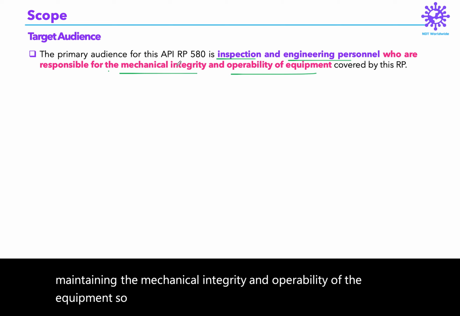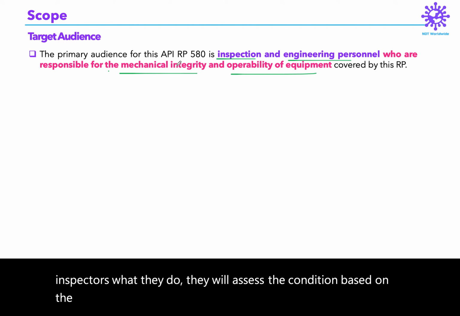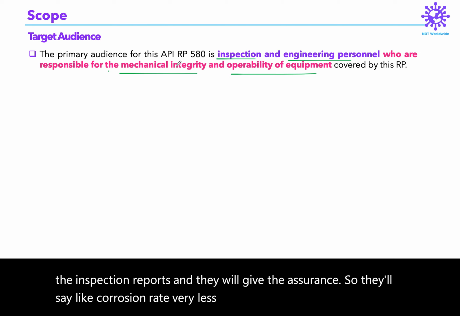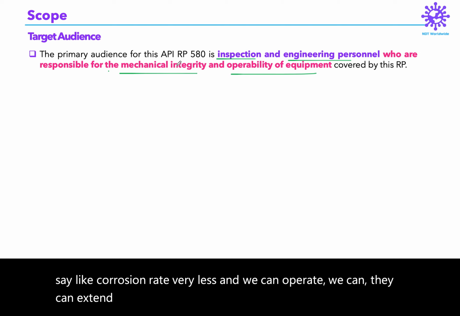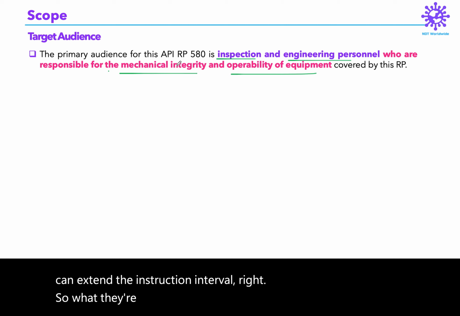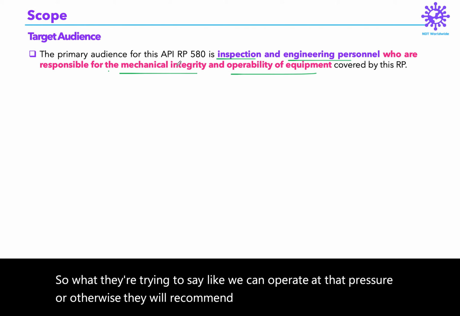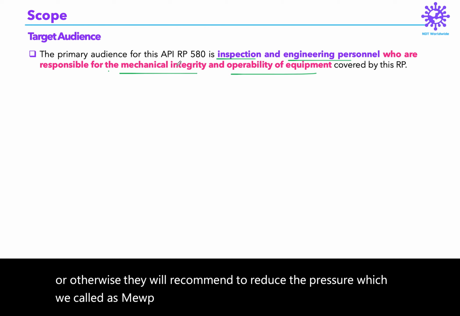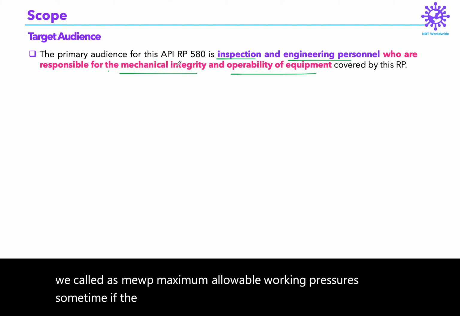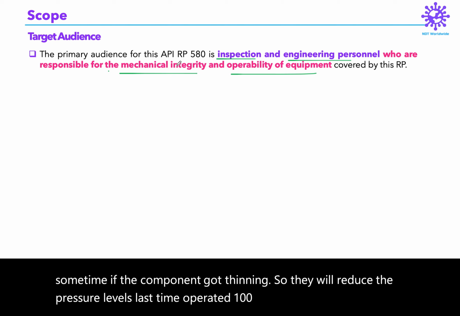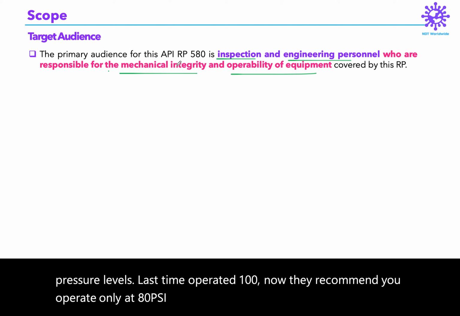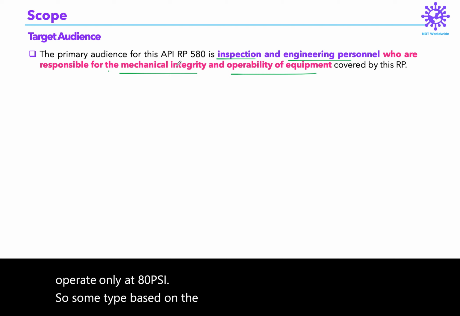Mechanical integrity means that the API inspectors assess the condition based on the inspection reports, and they give the assurance. They'll say the corrosion rate is very low, and we can operate. They can extend the inspection interval, right? Or otherwise they will recommend reducing the pressure, which we call MAWP, maximum allowable working pressure. Sometimes if the component has thinning, they will reduce the pressure levels. Last time it operated at 100, now they recommend you operate only at 80 psi. So based on the condition, they can suggest all these things.